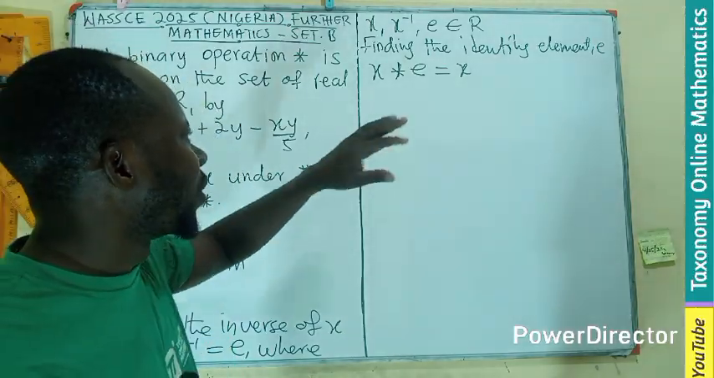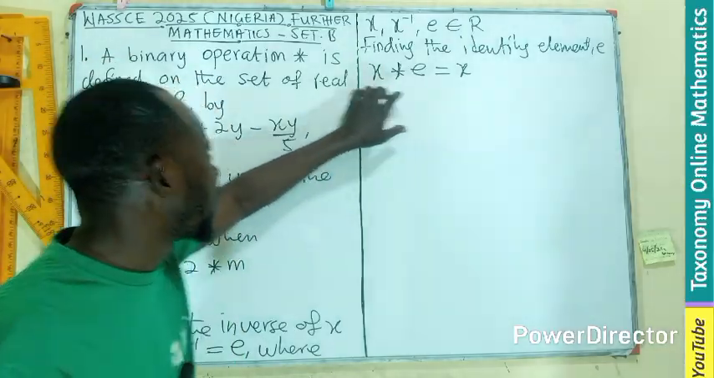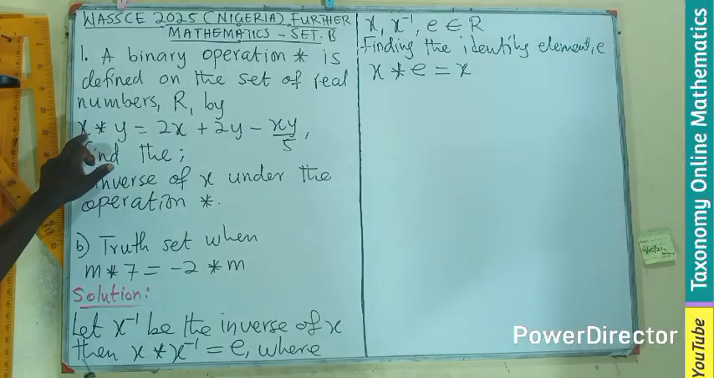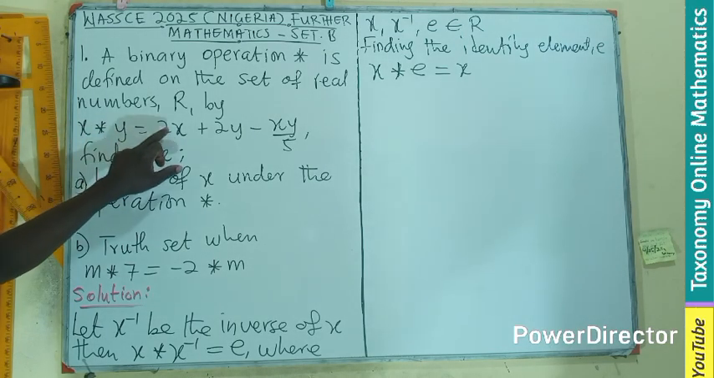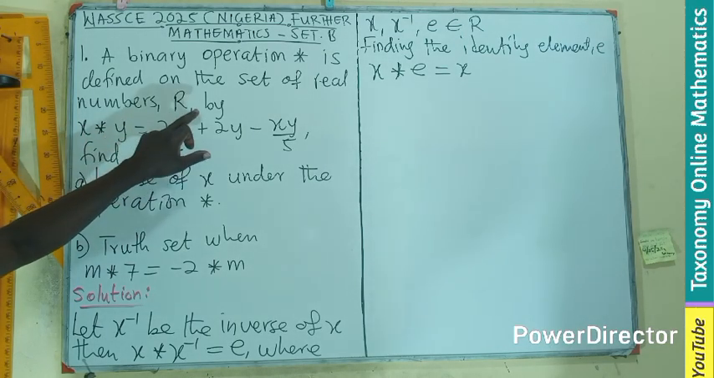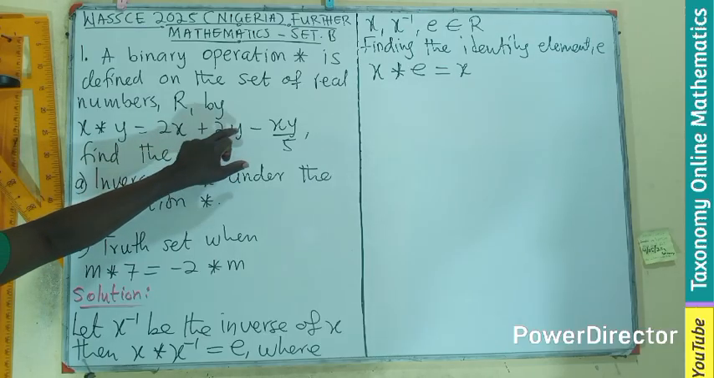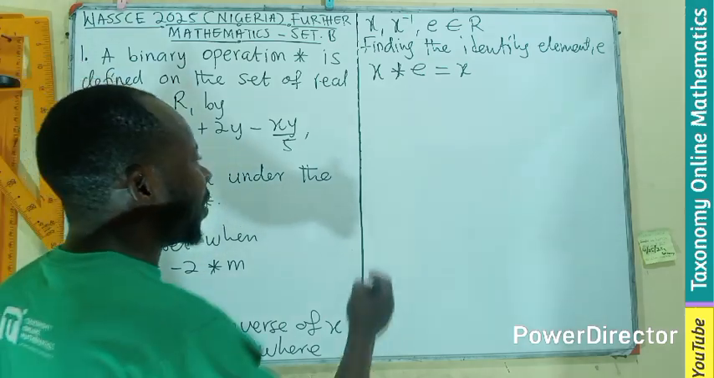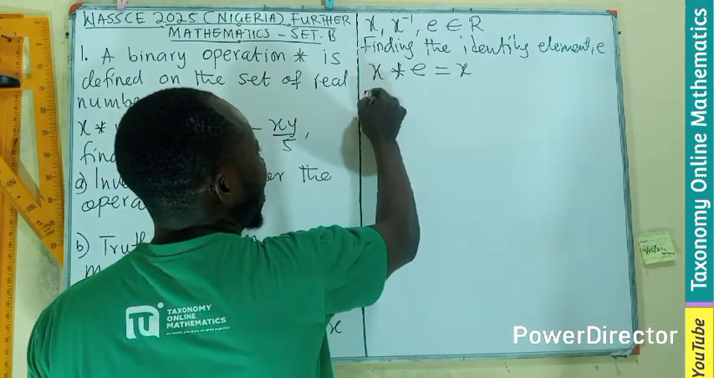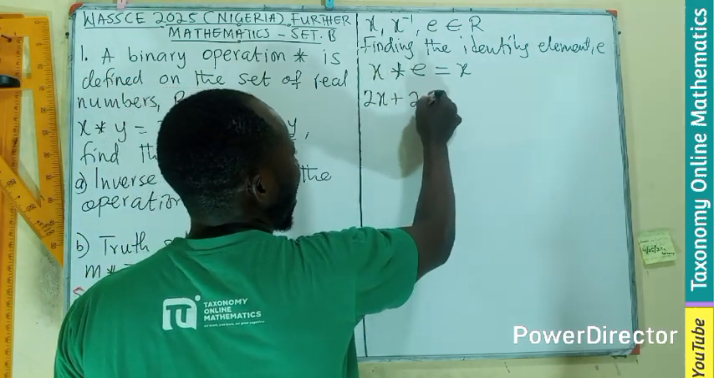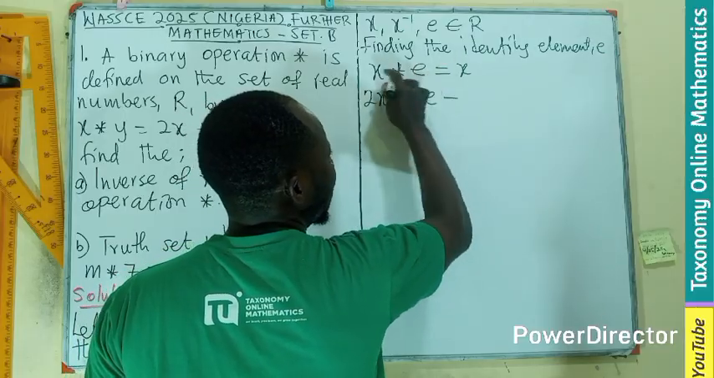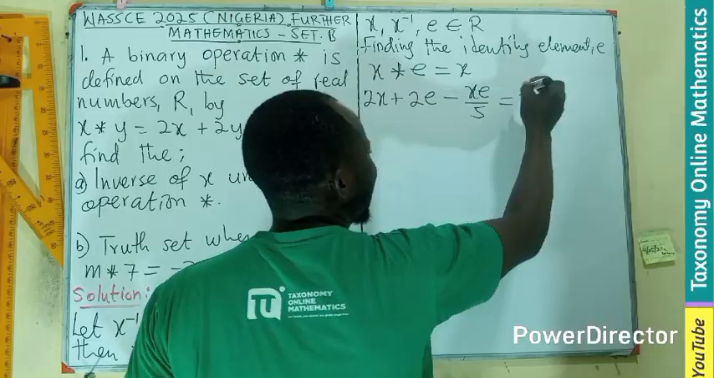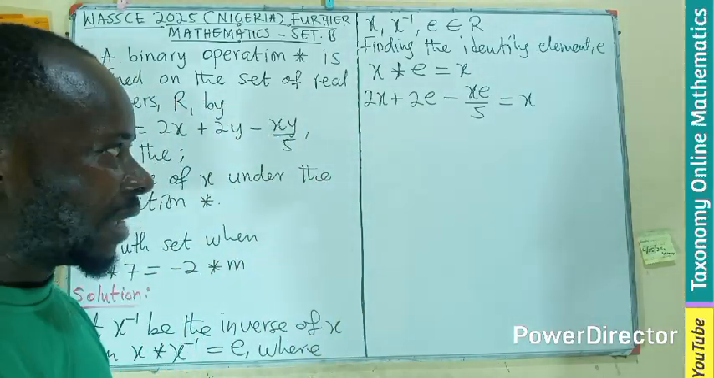Now, in doing this, we only use the definition of the operation. The definition says that the first number operated by the second number is: multiply the first number by 2, plus multiply the second number by 2, minus the product of the two numbers divided by 5. The answer we are expected to have is x. That is the definition.